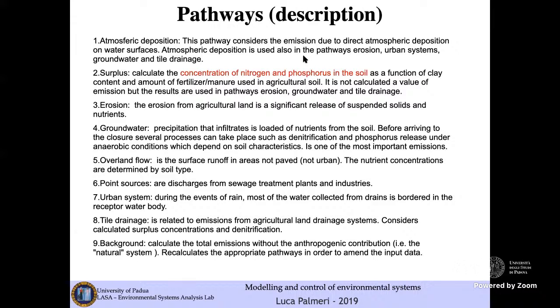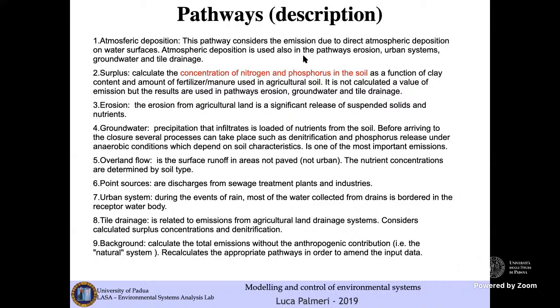Let's take a look in more detail at the pathways. The atmospheric deposition pathway considers the emissions due to direct atmospheric deposition on water surfaces. Atmospheric deposition is used also in the pathways erosion, urban systems, groundwater, and tile drainage. So this is why we need meteorological data. The surplus pathway calculates the concentration of nitrogen and phosphorus in the soil as a function of the clay content and the amount of fertilizer and manure used in the agricultural soil.